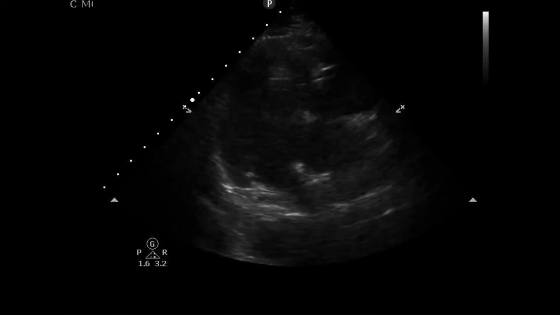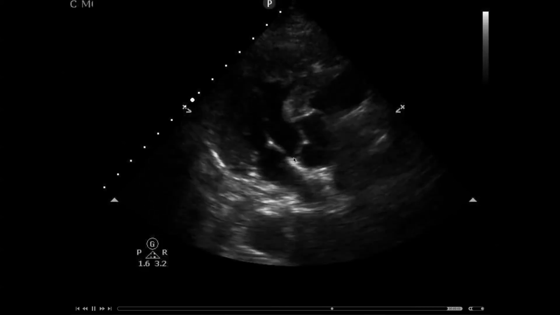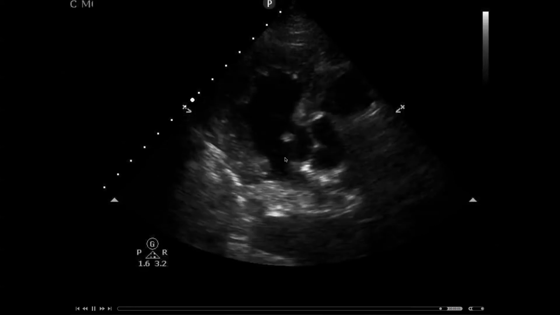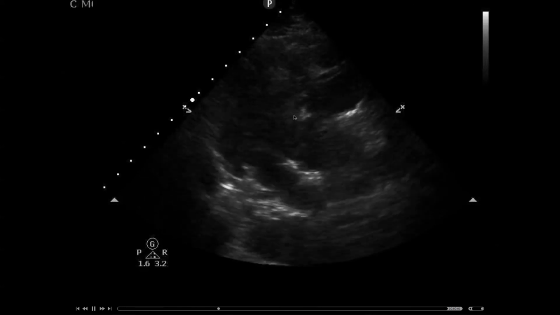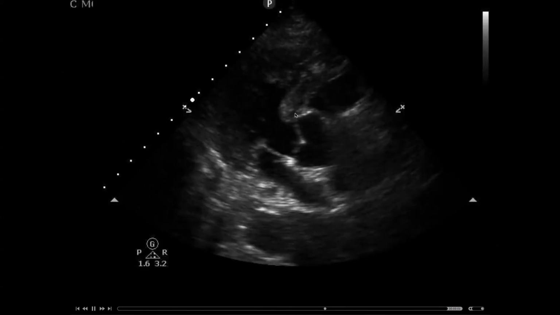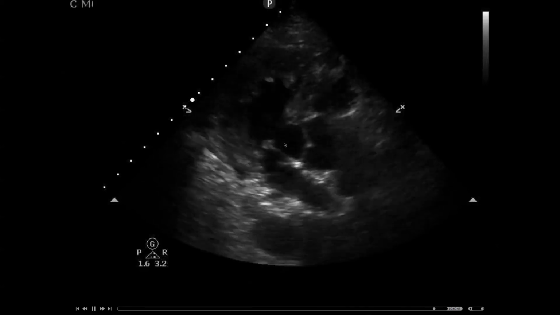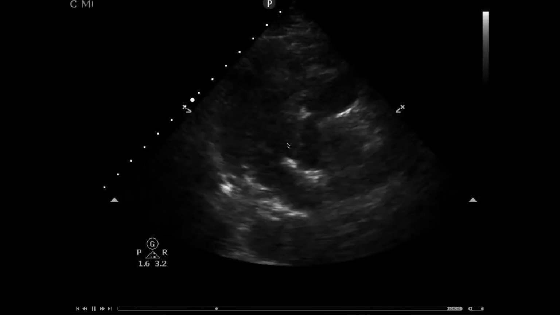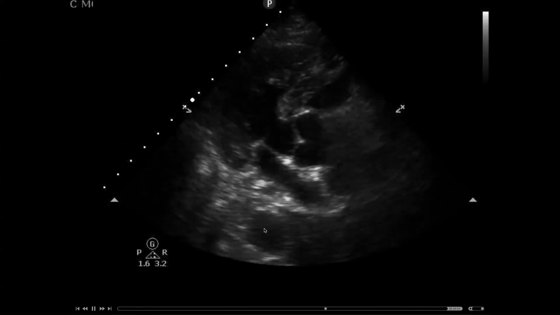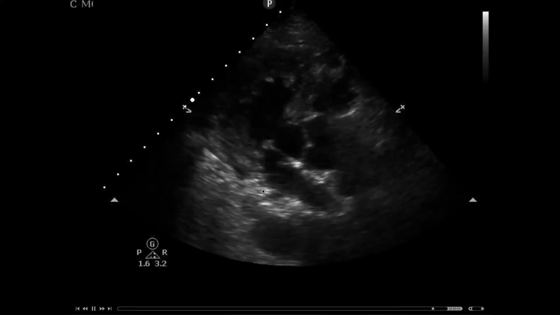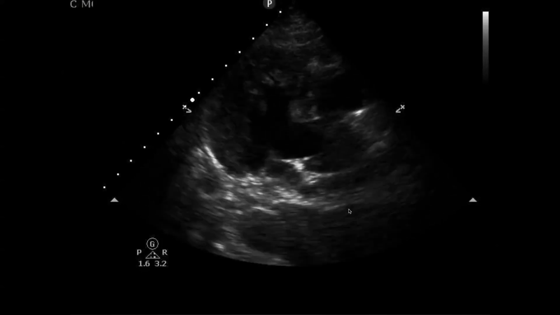This is an echo here. This is a parasternal long, though very oblique. You can tell here that the ejection fraction is pretty good. In fact, you could argue that the heart is a little hyperdynamic. The mitral valve is almost hitting the septum. You have your descending aorta, and you don't see any fluid behind it.